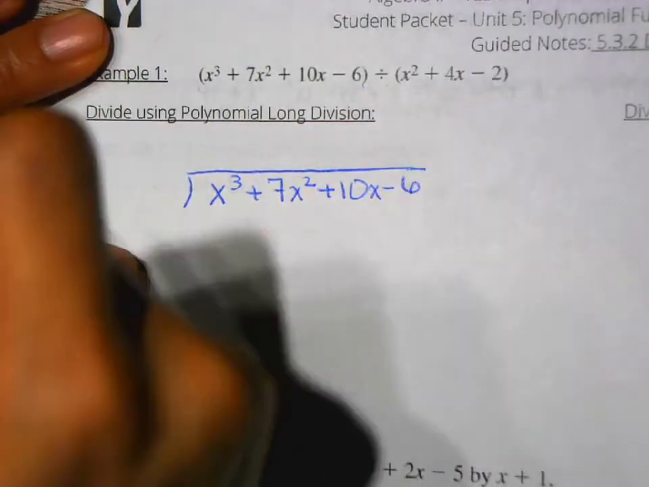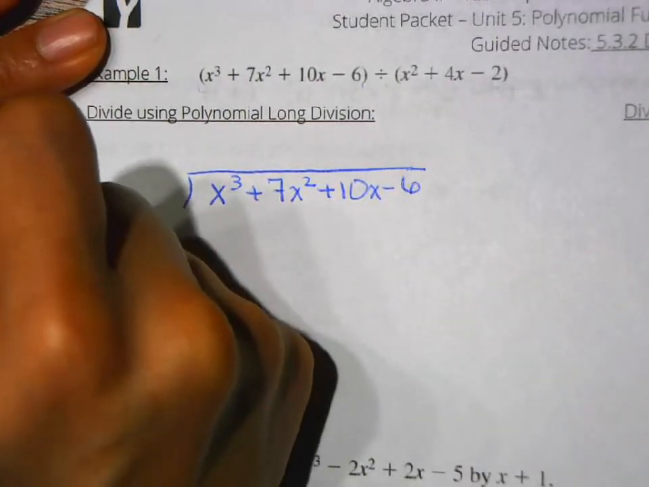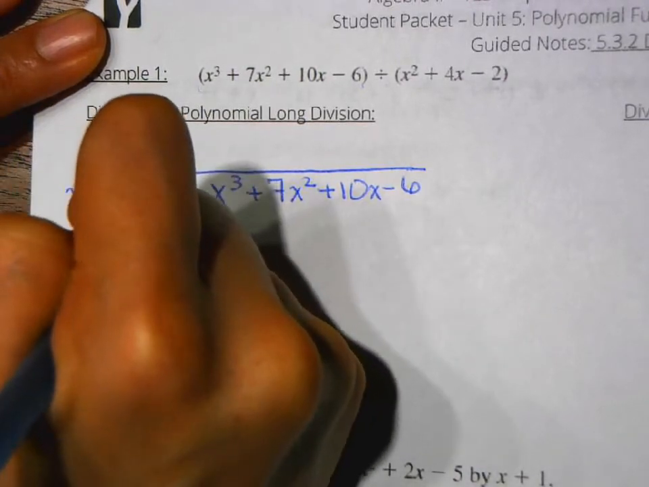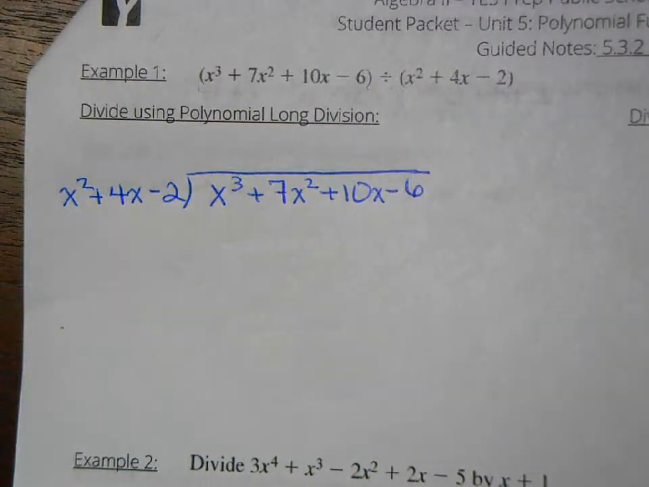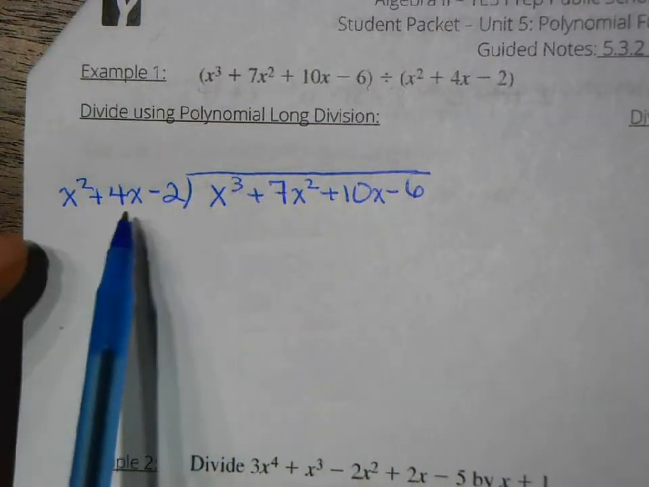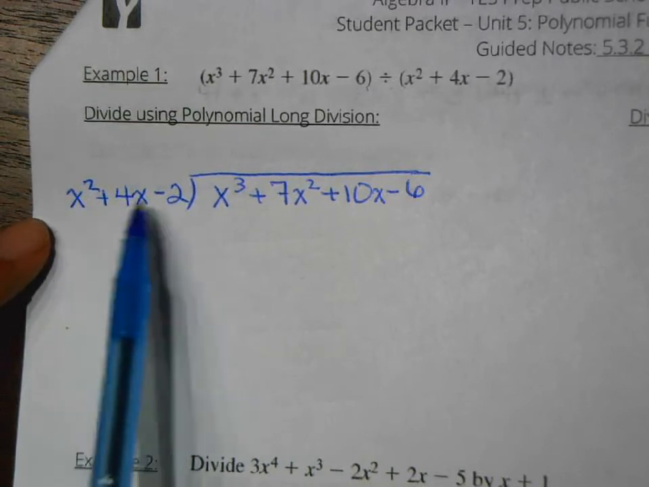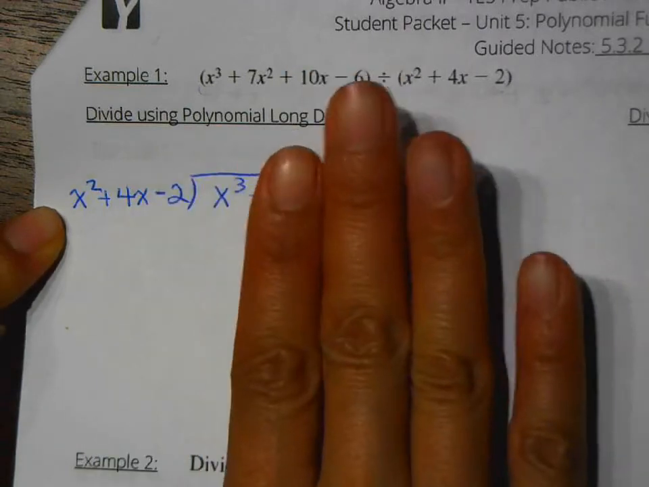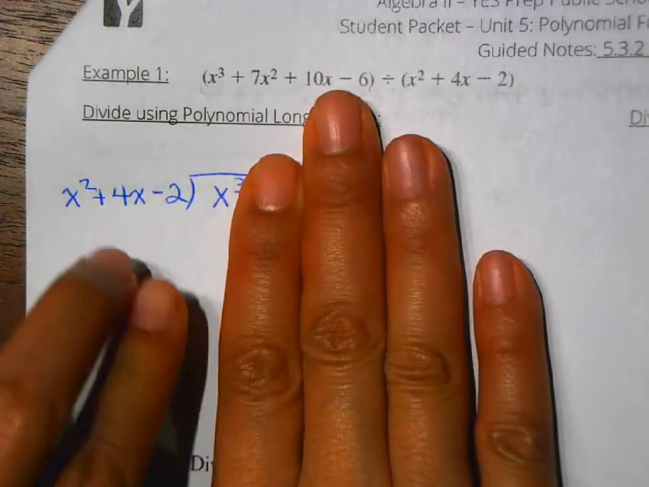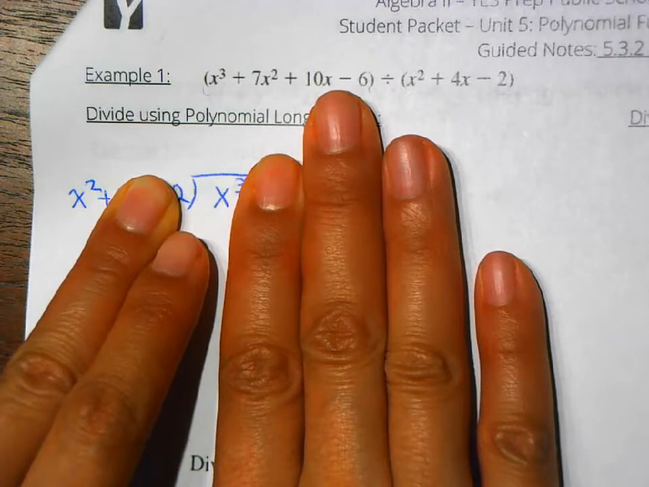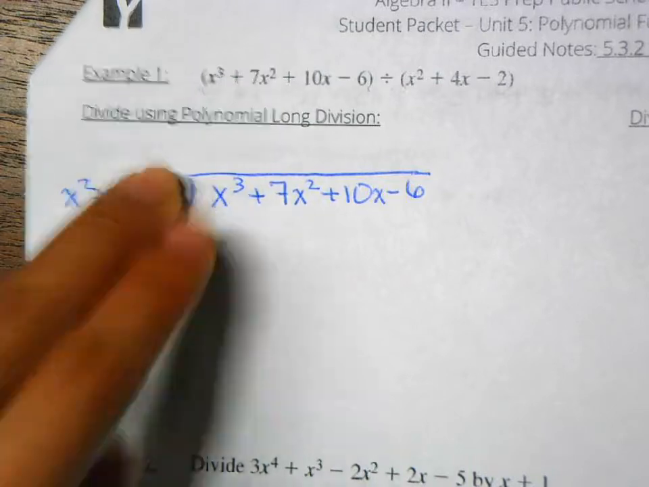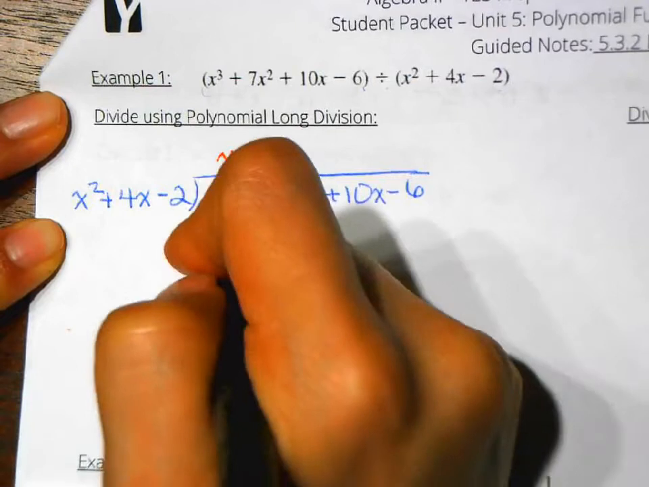Divided by the second polynomial, which goes on the outside: x squared plus 4x minus 2. So this is a little tricky because we don't have one number here. We have 3 terms. We only look at the first term, covering up everything else. x squared times what equals x cubed? I know that x squared times x is going to give me x cubed.